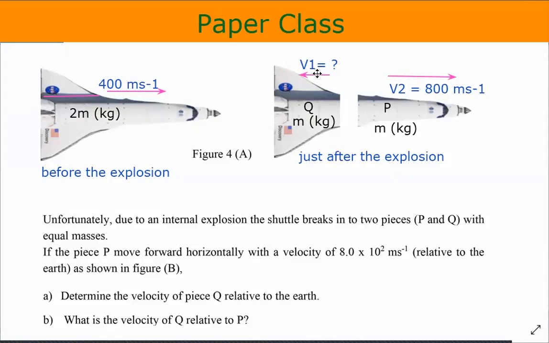If our directions are correct, we will get a positive answer for V1. If the direction is wrong, we will get a negative answer for V1, and we should recognize that rocket piece Q is moving in the opposite direction. So if we get a negative answer, we will consider it that way.